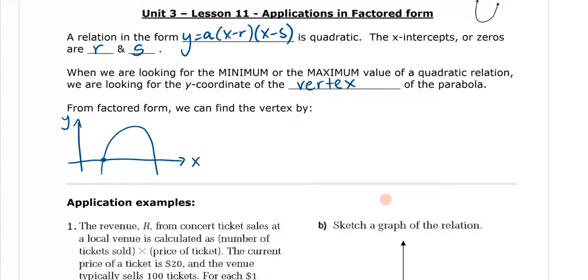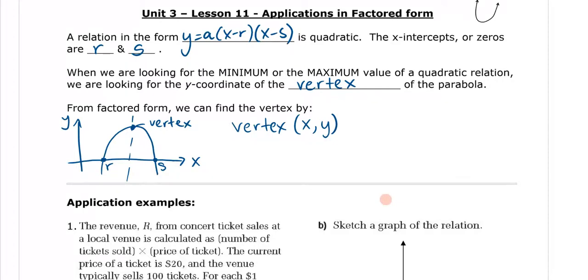Each x-intercept, this would be my r and this would be my s. So I'm going to write r and s like that. You're going to have an axis of symmetry, and you're going to have a vertex right there. Vertex. Okay. Now the vertex has a coordinate. Okay, the vertex coordinate is, we'll just say x and y.